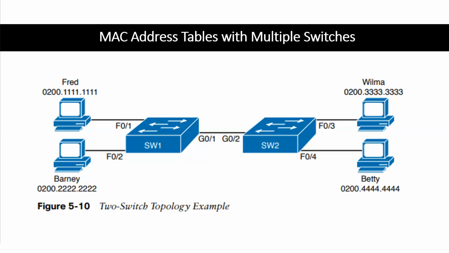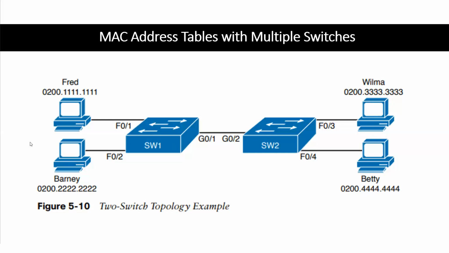If we look here, everybody's connected to either switch one or switch two. It's no longer that they're all connected to one switch. So how do you think it's going to look? How do you think switch one knows about Wilma, or vice versa? How do you think switch two knows about Barney or Fred? And how switch one and switch two are connected to each other, no matter if it's an access port or a trunk port, doesn't matter. They are learned off of that port.